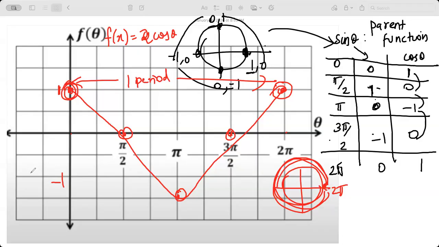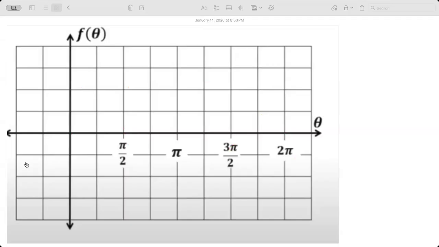Now you're going to draw next. Can I move on? Drawing graphs slowly becomes difficult. Can I move on? Okay.